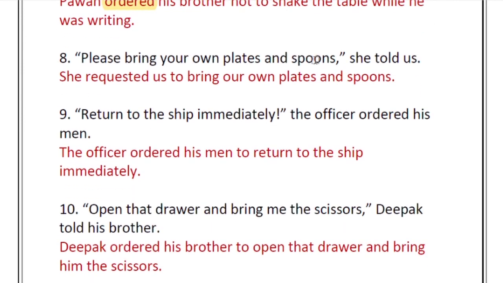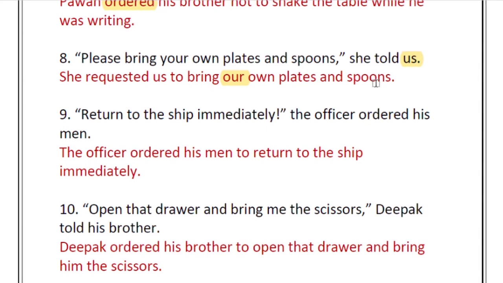Coming to sentence 8. Please bring your own plates and spoons, he told us. So how will you write it? She requested us, because the word please is given. She requested us to bring what? To bring our own plates and spoons. Why us? Why we will write our over here? Because it is written she told us. I am one of them. So our own plates and spoons.